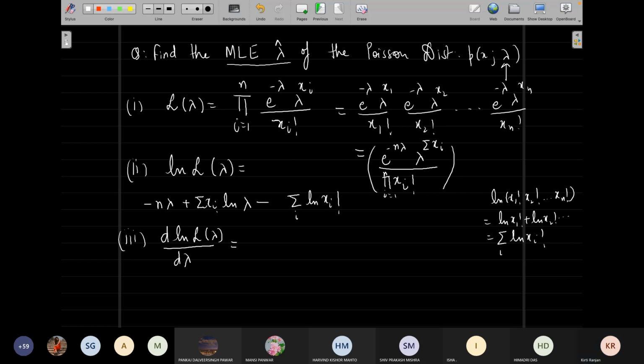What will this be? Minus n plus 1 upon lambda summation xi. Anything else? No. So let's just maximize it. Maximization means we take lambda equal to lambda hat, and this whole term will be equal to 0. So this implies minus n plus summation xi over lambda hat equals 0.